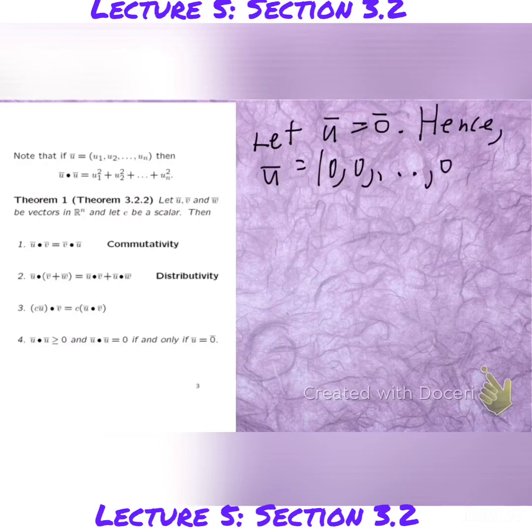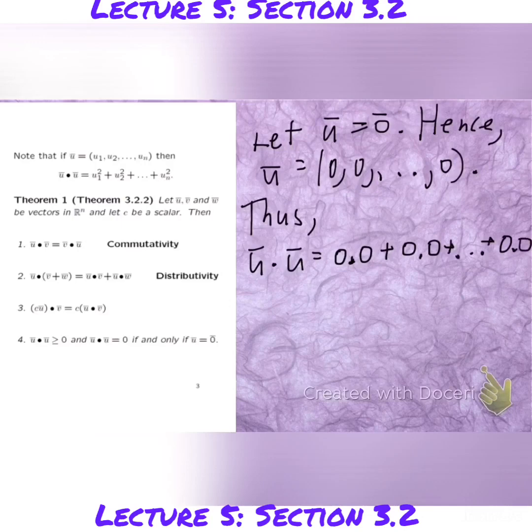Okay, and from that, it's then easy to see that the dot product of u with itself is going to be the zero vector. So that's the first component multiplied by the first component plus second component multiplied by the second component plus the last component multiplied by the last component, and that is just 0. Okay, so that proves theorem 1.4.